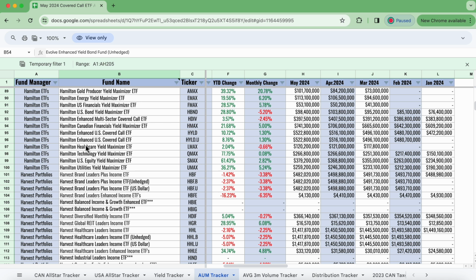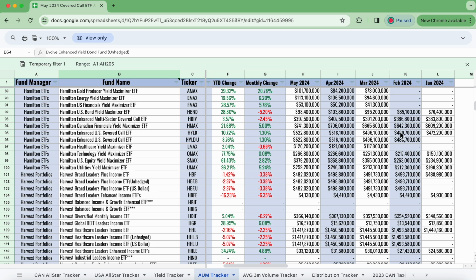Then of course we come to Hamilton ETFs. All their funds are doing really well, gaining like crazy, especially their newer sector funds like AMAX, up from 73 million to 101 million. Again, just more growth with EMAX and FMAX and LMAX. Those are the four to round out their newer sector ETFs that they've put inside HDIV and HYLD.